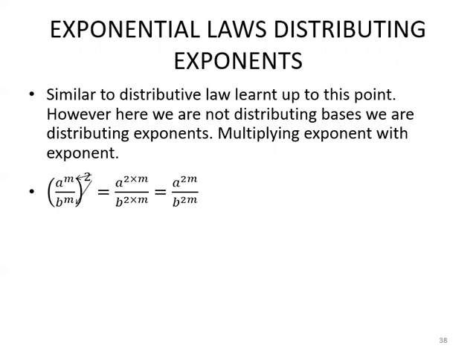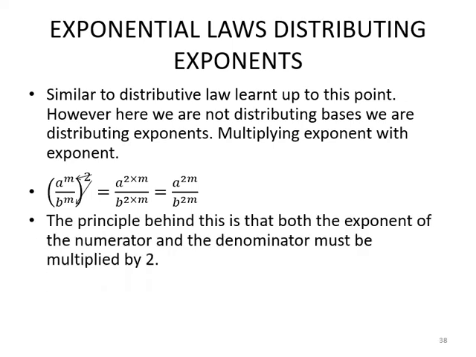For instance here, I've got a to the exponent of m divided by b to the exponent of m. So divided. If it's divided, I can just multiply the exponents. So m times 2 will give me 2m. That is for the numerator one. For the denominator one, I'll have m times 2, which will also give me 2m. That's why I've got a to the exponent of 2m divided by b to the exponent of 2m. The principle behind this is that both the exponent of the numerator and the denominator must be multiplied by 2. The rules do not change.